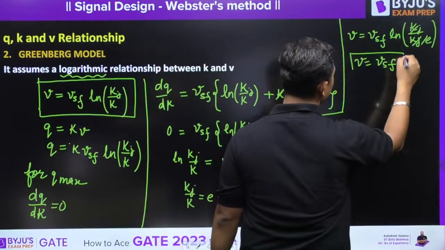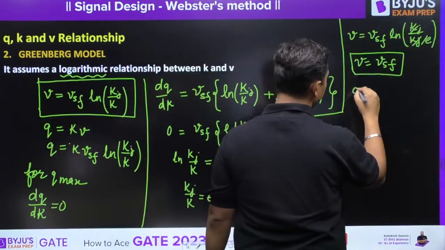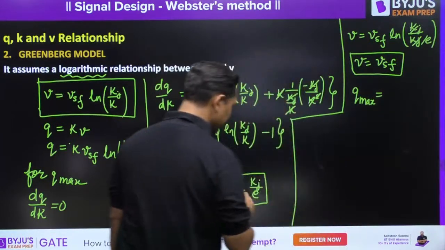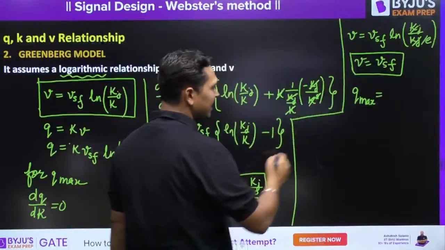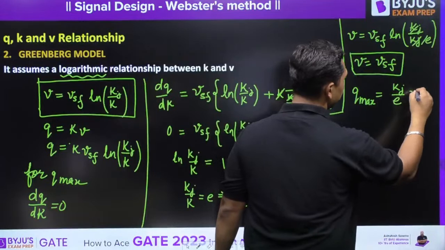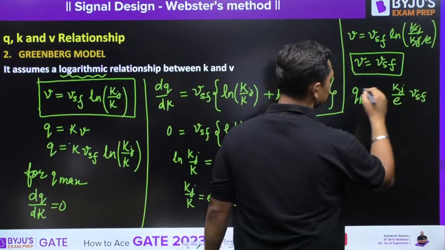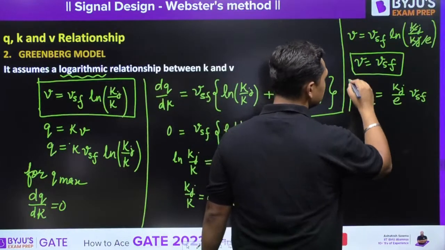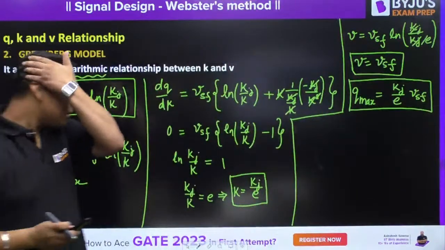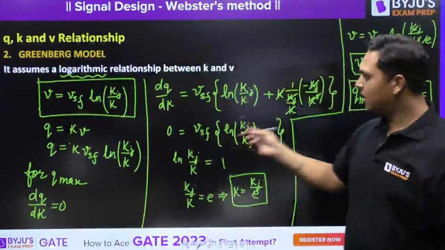So Q max will be equal to how much? K into V, that is kj by e into VSF. So VSF into kj by e. So this is your Q max. Any doubt? So you can find out Q max by this relation like this.